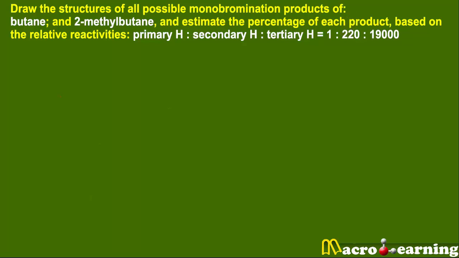So to get the product ratio, we have to not only use the reactivity ratio that's presented here, but we also have to take into account the number of each type of hydrogen. How many primary hydrogens, how many secondary hydrogens are there? So anyway, the structure of butane is here.